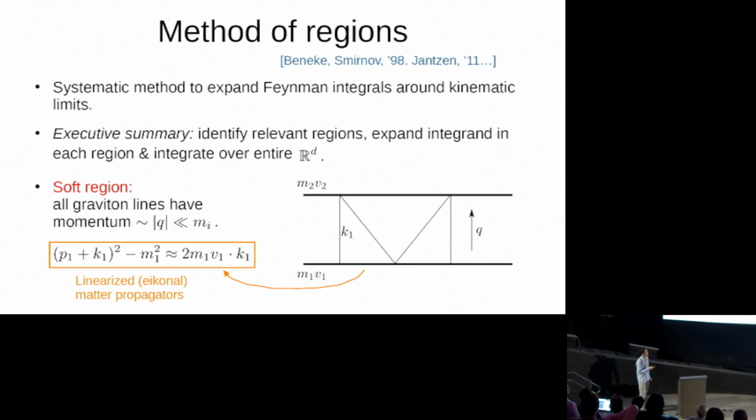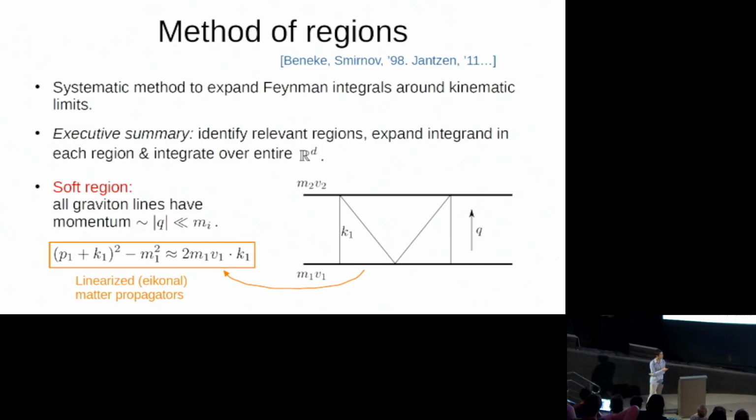This is a well-known problem in the collider literature, addressed through the method of regions. I think people have been doing all sorts of expansions for decades, but it was spelled out in very nice detail in '98 through the systematic formulation of the method of regions by Martin Beneke and Vladimir Smirnov. So a one-line summary of the method is that you need to identify relevant regions for your integrals.